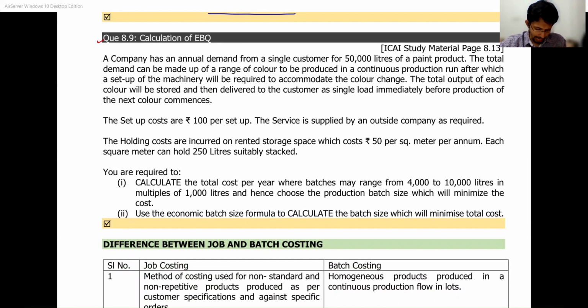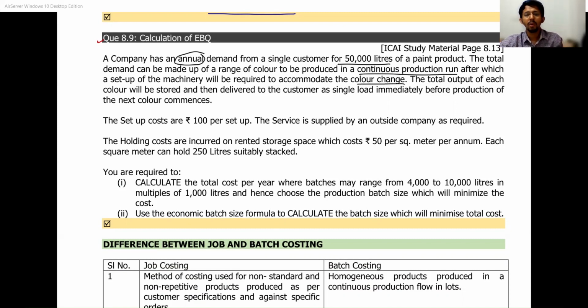A company has an annual demand from a single customer for 50,000 liters of a paint product. So there is an annual demand from a single customer. What is annual demand? 50,000 liters of a paint product. So it is annual demand, so demand for a year. Be very careful. The total demand can be made up of a range of colors to be produced in a continuous production run, after which a setup of the machinery will be required to accommodate the color change.